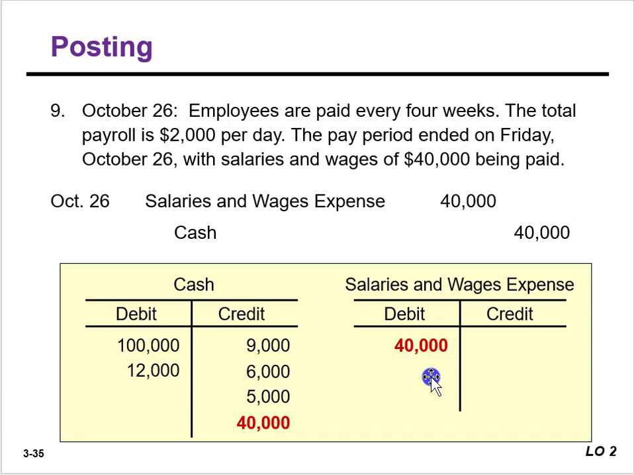Employees are paid every 4 weeks. The total payroll is $2,000 per day. The pay period ended on Friday, October 26th, with salaries and wages of $40,000 being paid. And so you're going to debit salary and wages for $40,000 and credit cash for $40,000.